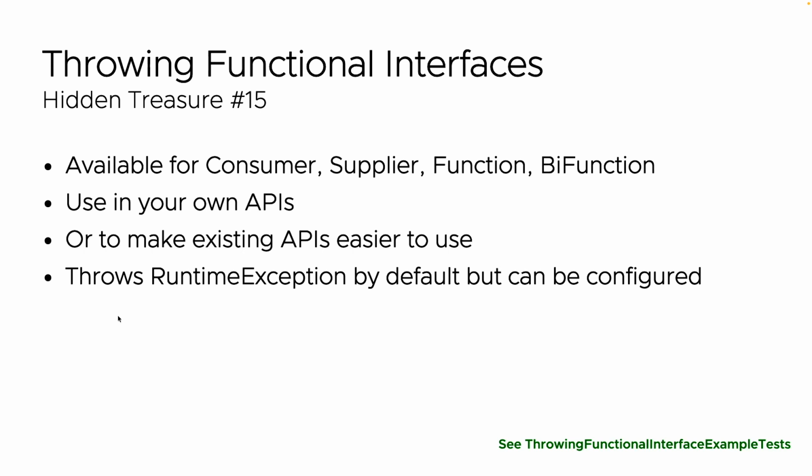So you can wrap something that throws a checked exception, and because a throwing supplier is a supplier, you can then pass that supplier on. By default, it throws runtime exceptions, but you can easily configure it as well. So you can say, I want you to wrap this thing, and if it throws any kind of checked exception, I want you to wrap it in IllegalStateException, IllegalArgumentException, whatever.